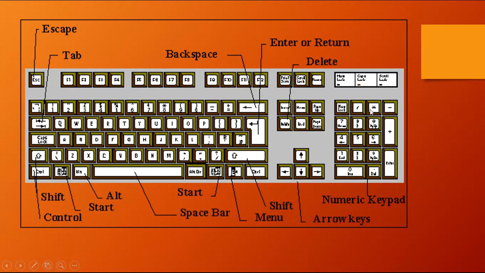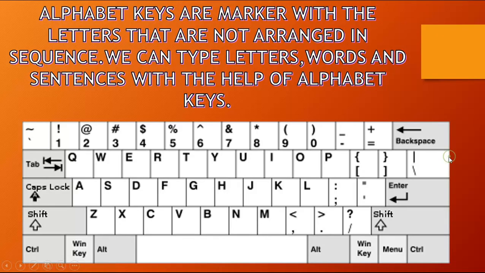There is a numerical key part over here, and if you press the numlock key or the scroll lock key, it will be locked and no scrolling will be done. If you press the caps lock key, the caps lock will be on and this light will glow. Now let us go to the next thing, the alphabet keys.